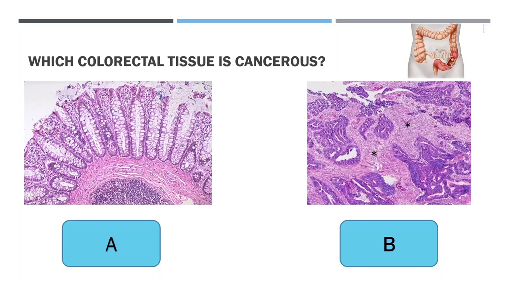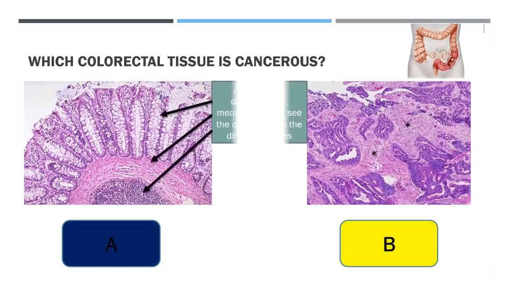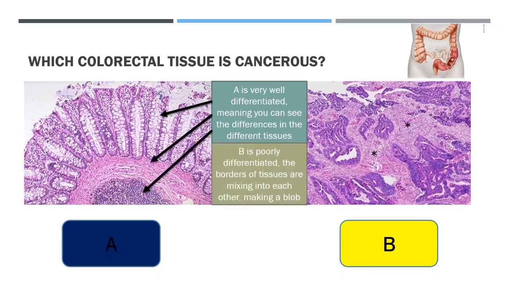The answer is B. If you take a look at A, you'll notice that it is very well differentiated. This means that you can see the differences in the different tissues. The top layer, the middle layer, and the bottom layer look different, and they are in nice, organized patterns. On the other hand, B is poorly differentiated. The borders of the tissues are mixing into each other, making a blob.